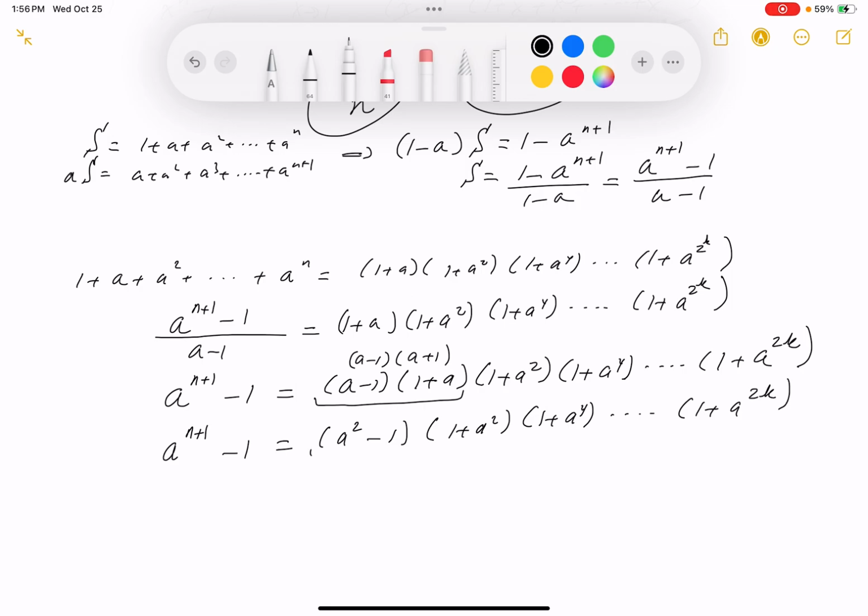I'm still looking at it, wondering what to do. Well, you know what? I see the pattern again. All right, remember, 1 plus a squared is the same thing as a squared plus 1. So I'm seeing this thing. It's almost like collapsing at this point.